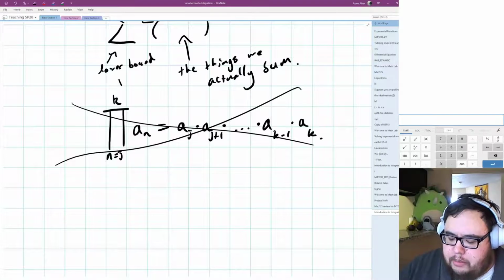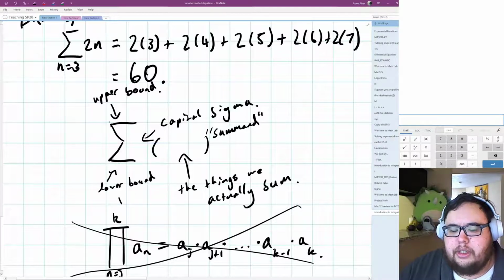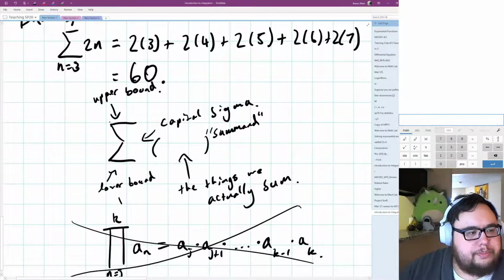So these sums, we're going to use them very briefly to define what we're going to be doing with these rectangles, and then we're not going to do a whole ton with them. You'll do a couple of exercises with them, and you'll need to be able to evaluate them with the limits and stuff. But these will come back in a really big way in Calc 2.